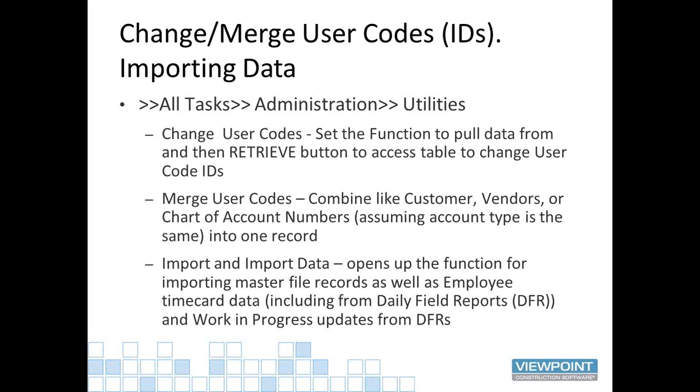The merge user codes is limited to certain items that I can merge together. As you see in the slide, it's customers, vendors, and chart of account numbers that I can merge together. So if somebody was to mistakenly create two vendor records as an example, and they didn't realize at the time that somebody else had already set up that vendor record, we could use this merge user code function to basically merge those two vendors into one, and any of the corresponding transactions that may have been posted would also get merged into that single entity once they were merged.